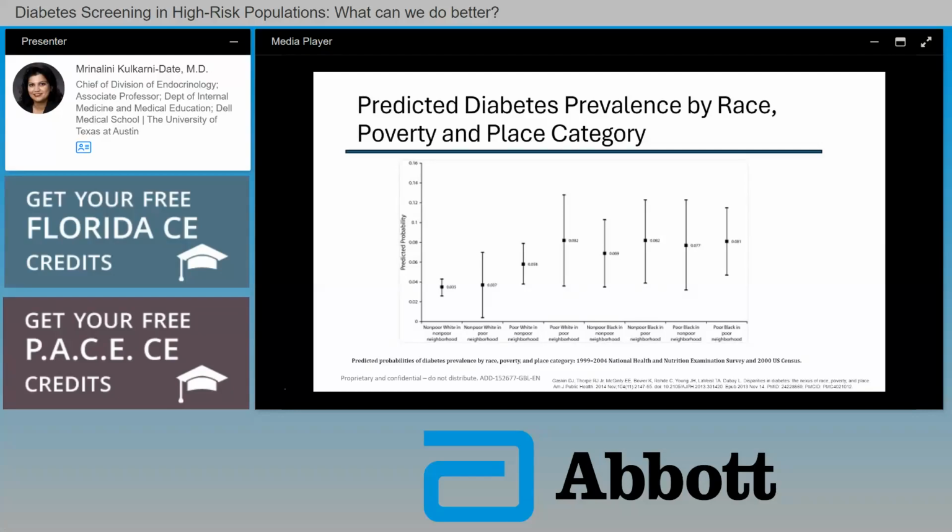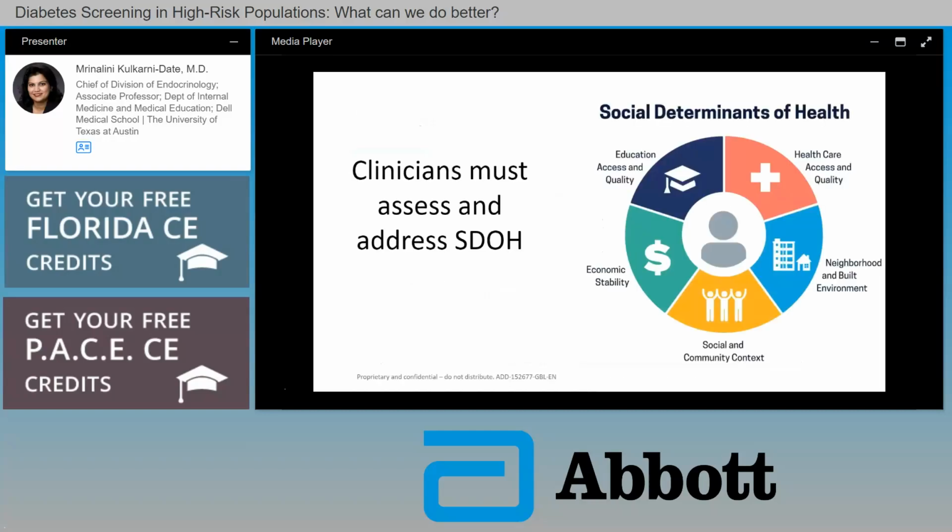And the other thing I wanted to point out is for poor white in a non-poor neighborhood, just the neighborhood itself had an effect on the probability of having diabetes. So again, just another data point for us to see that neighborhood, poverty level, and race affect the prevalence of diabetes. So all of this is to say that as clinicians we really need to assess and address social determinants of health. And this is really a new concept.